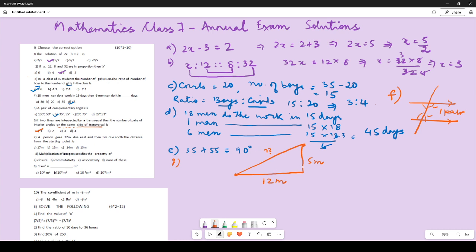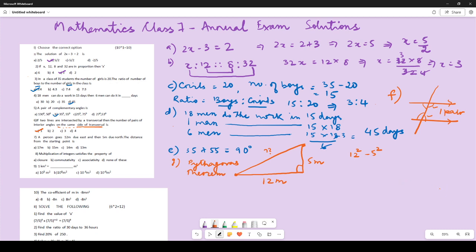And now what you can see over here is a right angle triangle. So in a right angle triangle, this distance is the hypotenuse. So it will be 12 square minus 5 square. So what are we doing over here? We are using the Pythagoras theorem, right? So we're using the Pythagoras theorem over here.